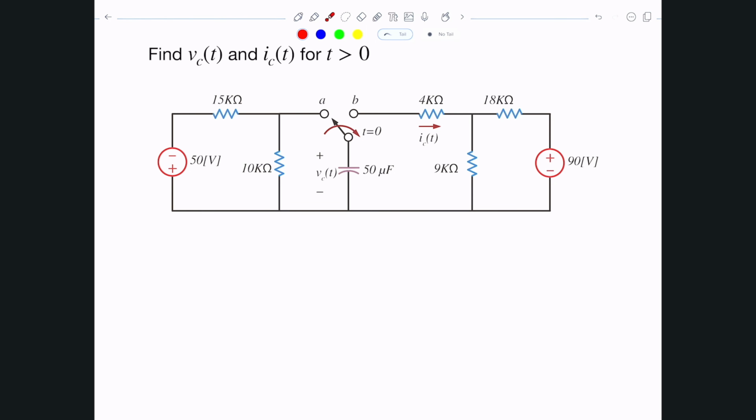In this example, we're given a circuit that contains one capacitor and a bunch of resistors and sources. So it is a first order circuit because it contains only one capacitor in here. And what we can assume is that the switch has been at position A for a very long time.